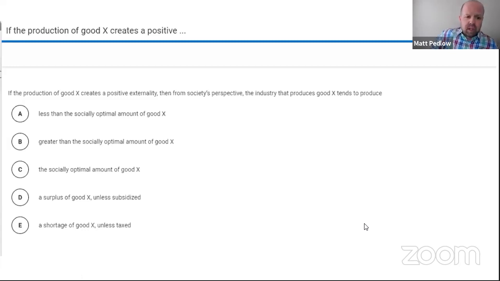So number one, if the production of good X creates a positive externality, then from society's perspective, the industry that produces good X tends to produce. Okay, so you immediately know positive externality. Are we producing enough? Are we producing too much or too little? Well, we just got done showing, right, that the society wants us to produce more. The socially efficient is to the right. So you know it's not B. We're not producing greater. And you know we're currently not at C. And so we haven't talked about a surplus and a shortage, so you can knock those off. So you're left with A. Right? The industry that produces the good produces less than what is socially optimal of the good. Easy so far. They started you out easy.